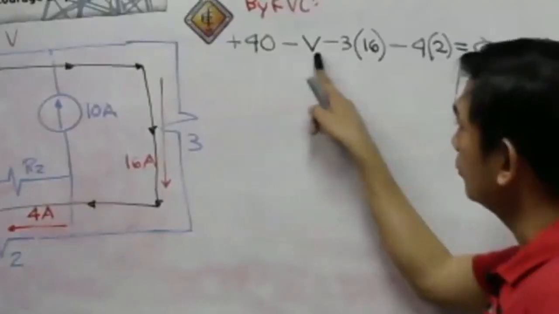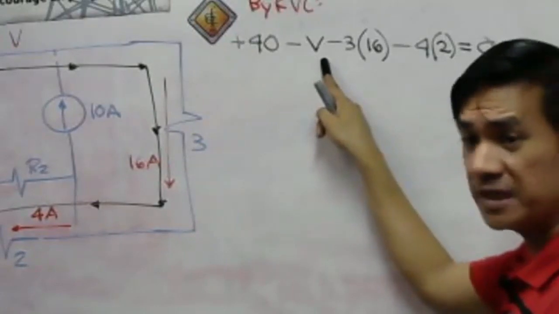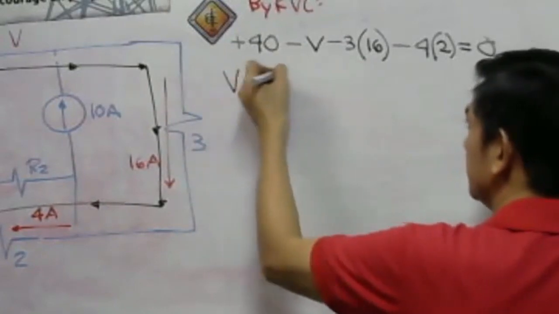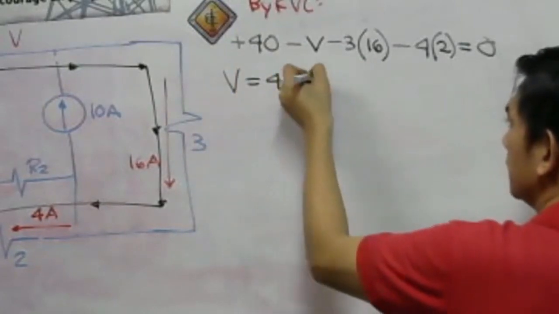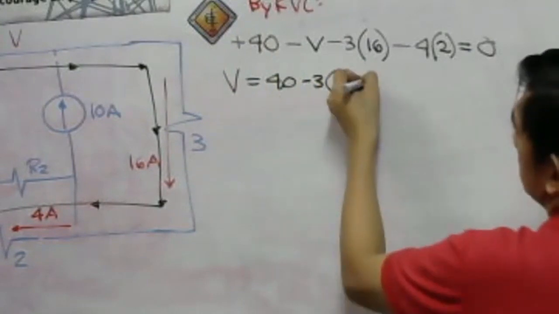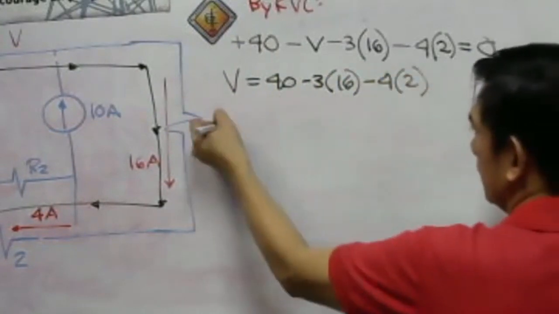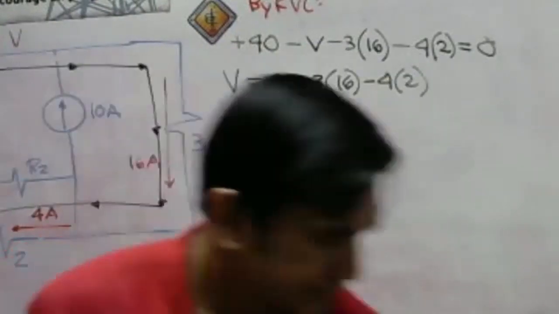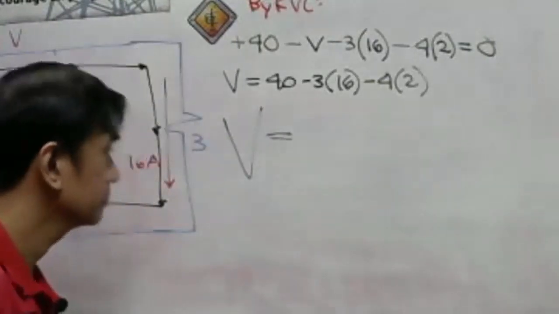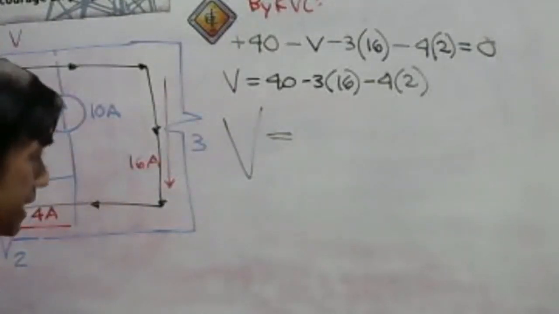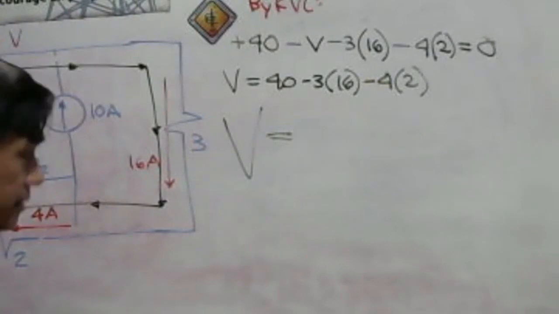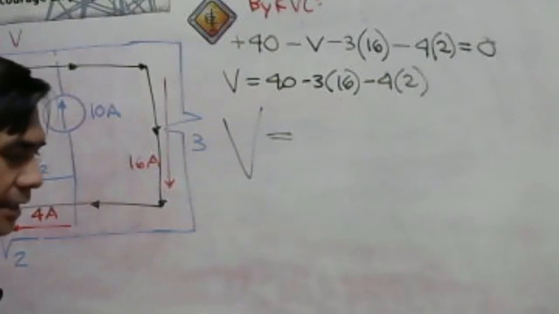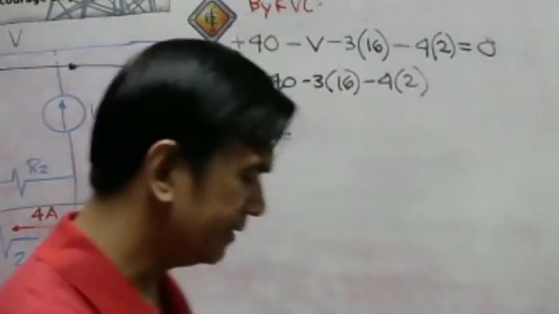The only unknown here is V. We can easily solve V. We can transpose this negative V and make it a positive V. So this will just be 40 minus 3 times 16 minus 4 times 2. What is the answer for the voltage V? We have 40 minus 3 times 16 minus 4 times 2 equals negative 16 volts.